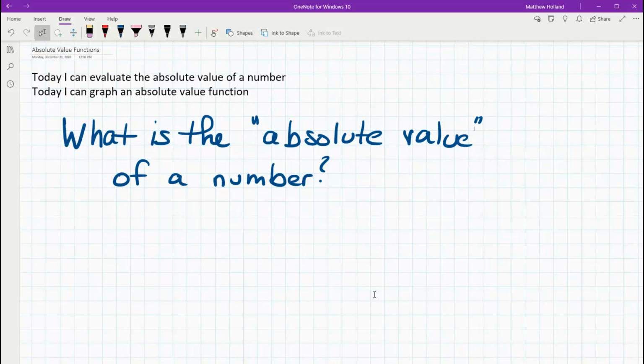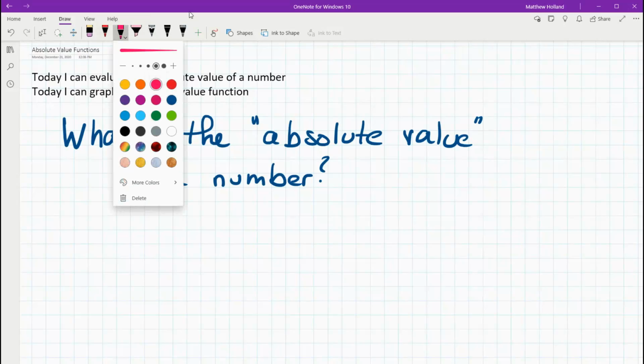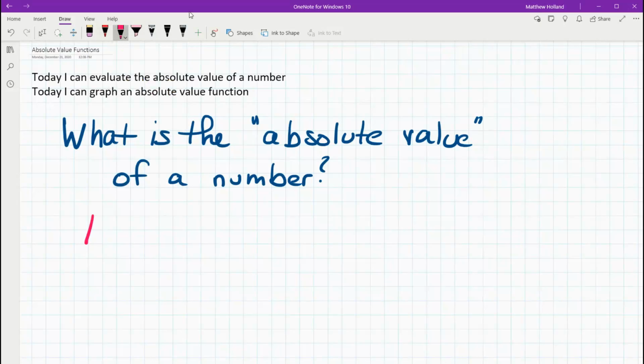So maybe you guys have seen absolute value before. Here's what it looks like. It's represented by these cool looking vertical bars like this. So let's say you wanted to take the absolute value of -6. The absolute value of -6 is 6. Well, why is that?